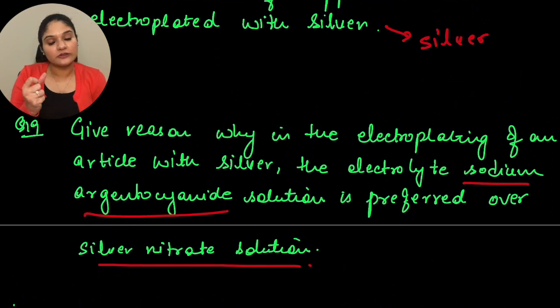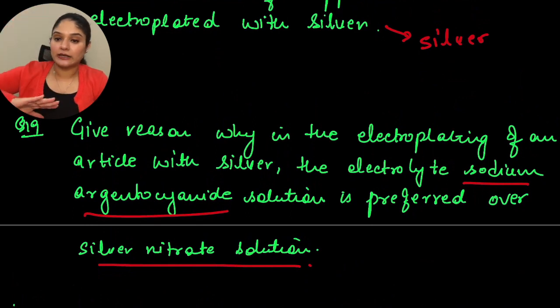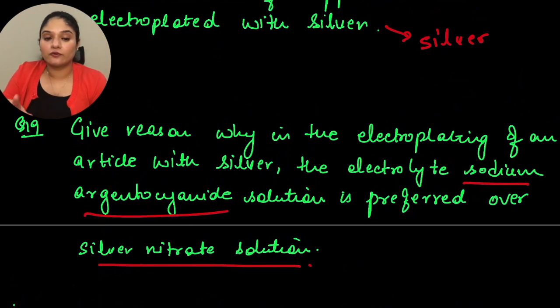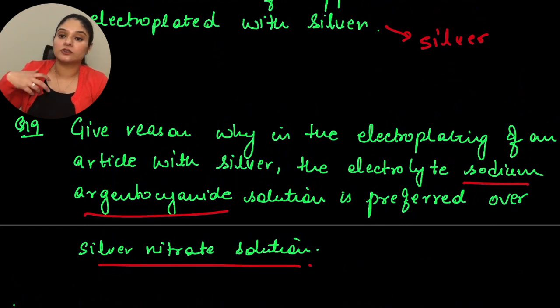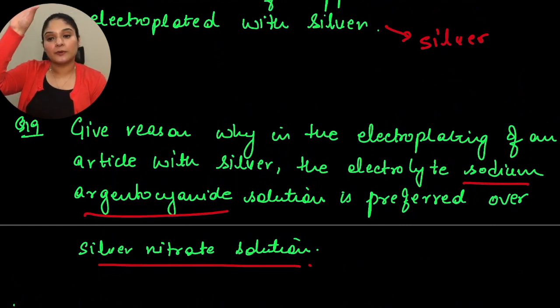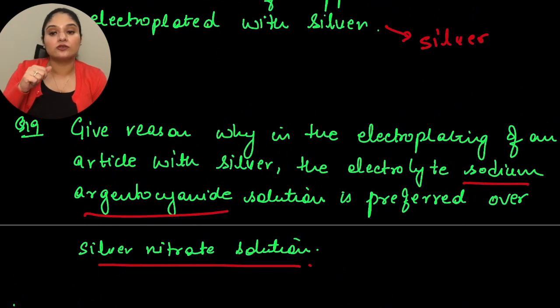So when silver nitrate is dissociating very fast and you are trying electroplating, it does not give you a smooth finish because it is getting dissociated very fast. So we do not get a smooth finish on the article that you are trying to electroplate. Therefore, we prefer sodium argentocyanide, which is a complex compound, because it dissociates slowly. So the deposition on your electroplating article is very smooth. That is the reason why we prefer sodium argentocyanide solution.